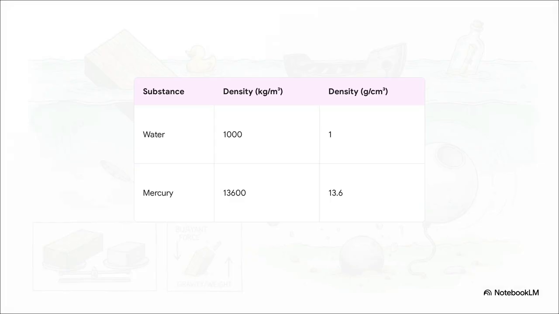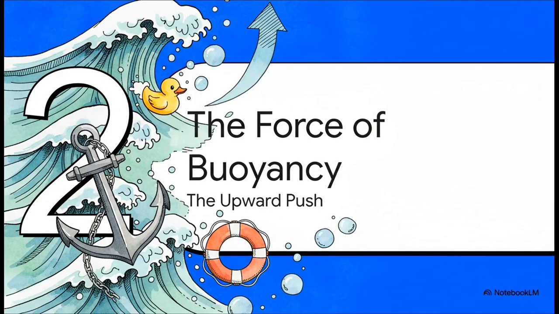Okay, let's look at some actual numbers to make this feel more real. Water, and this is our big reference point, has a density of 1,000 kilograms per cubic meter. Now look at mercury. It's at 13,600. You can immediately see just how much more packed and dense it is compared to water. That's a huge difference. So we've got density, which is tied to an object's weight pulling it down.